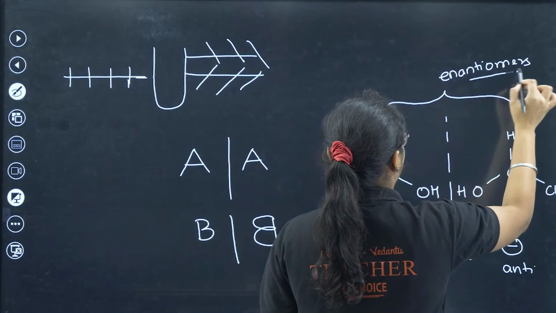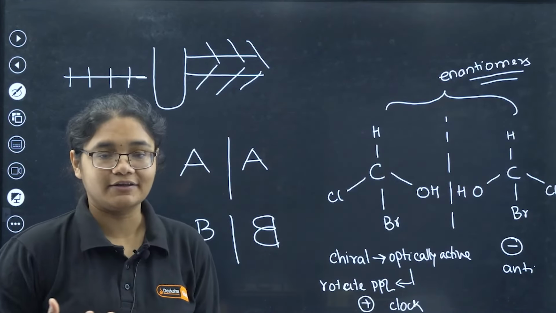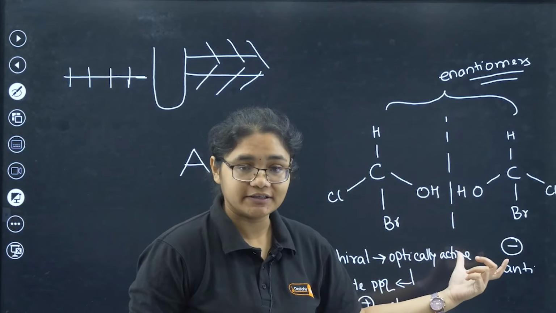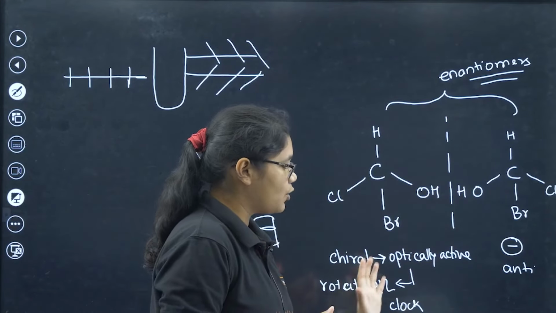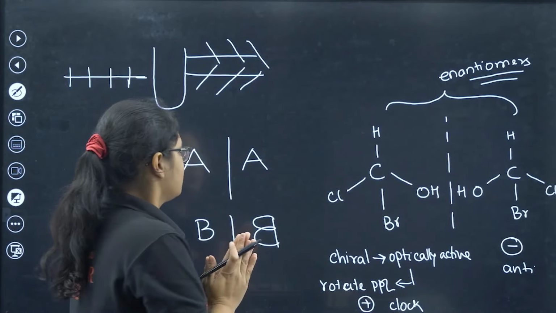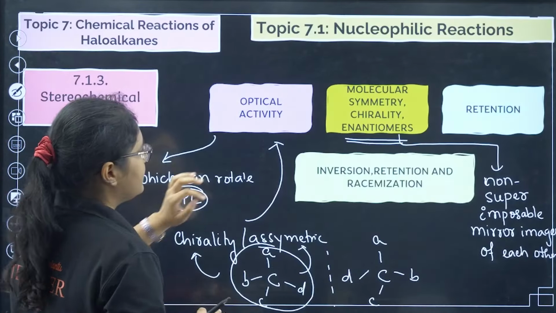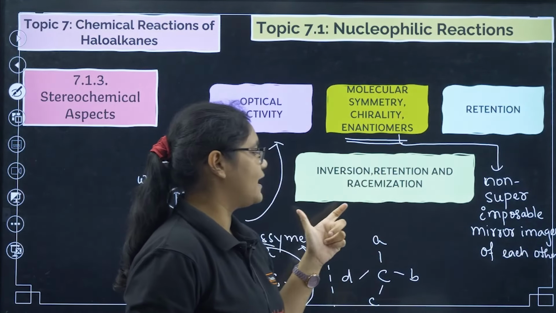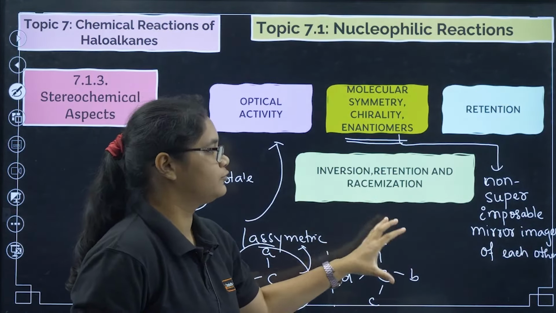Okay. So enantiomers are optically active isomers which are non-superimposable mirror images of each other, and if one rotates the light in clockwise, the other will rotate in anti-clockwise direction. Clear? Fine. So this is all about enantiomers. Now what is this inversion, retention and racemization, and where do we have to use it?